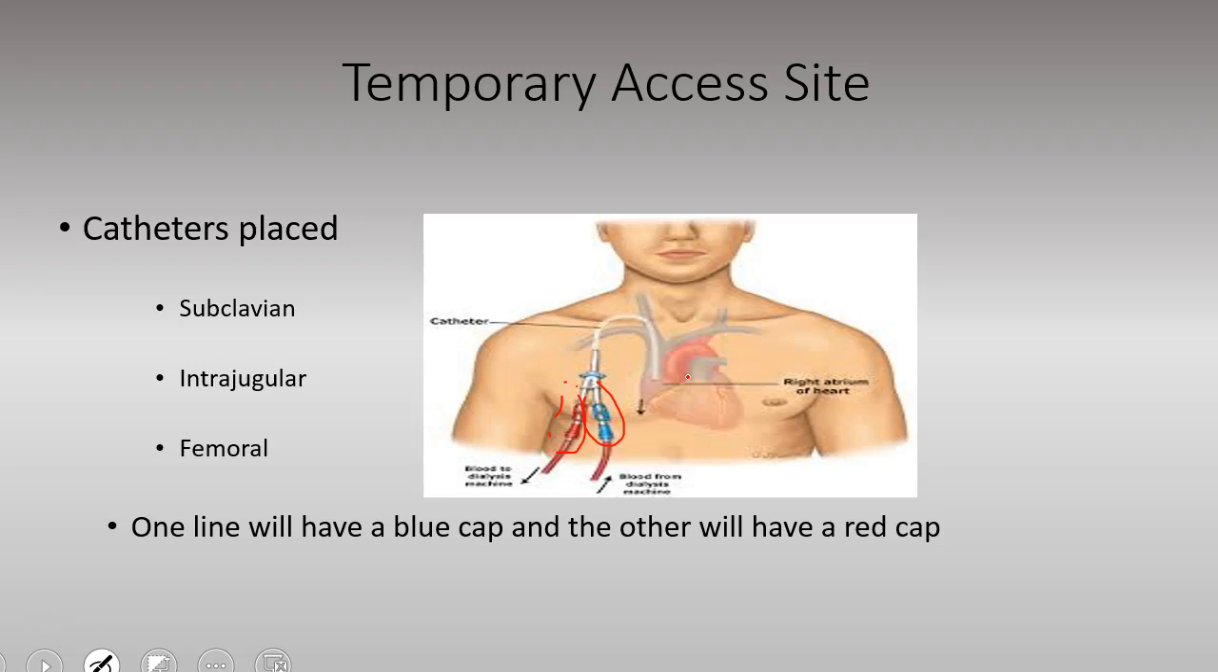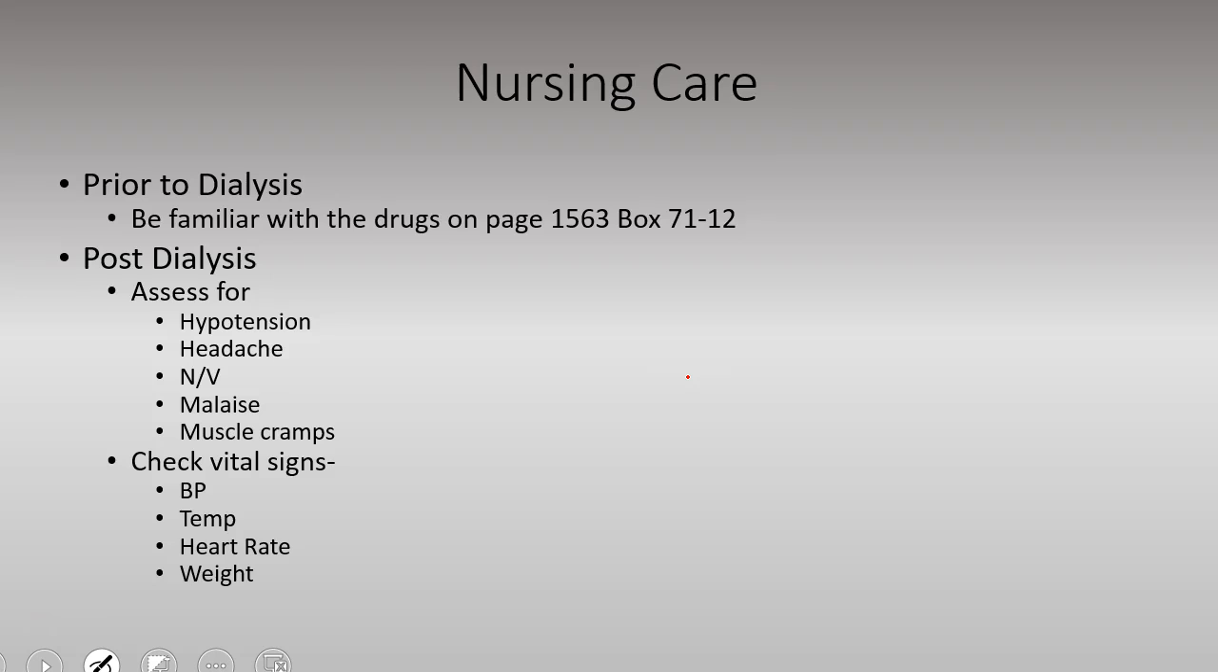One line will have a blue cap, and the other one will have the red cap. The red cap is pulling the blood off, which should be arterial blood, and then it gets filtered, and then it goes through the blue cap, which is the venous. That's important because that way you know, if a cap comes off, what kind of blood is coming out, or you want to be able to make sure that these are as clean and as sterile and working as properly as they possibly can.